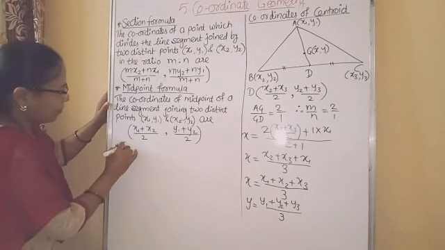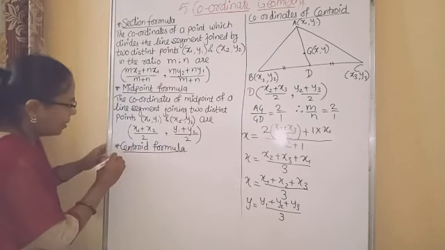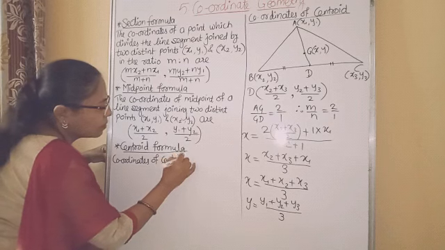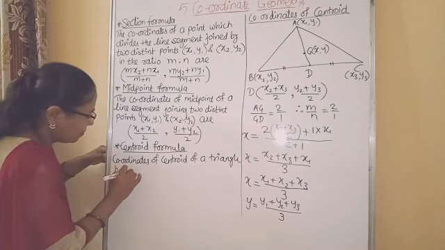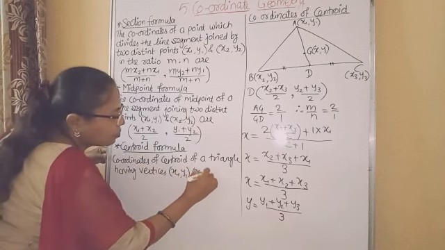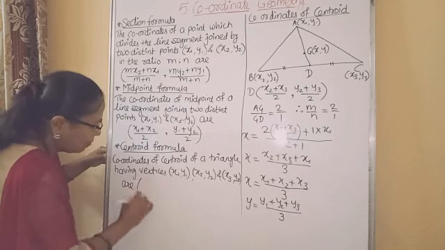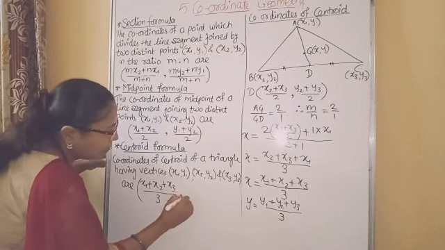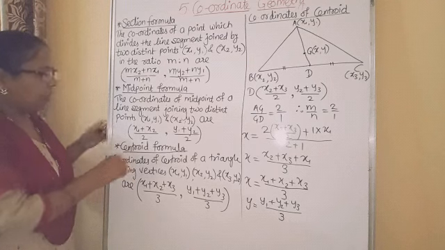So the next is the centroid formula. The coordinates of the centroid of a triangle having vertices (x1, y1), (x2, y2) and (x3, y3) are: the x coordinate is (x1 plus x2 plus x3) upon 3 and the y coordinate is (y1 plus y2 plus y3) upon 3. So this way we got the centroid formula.